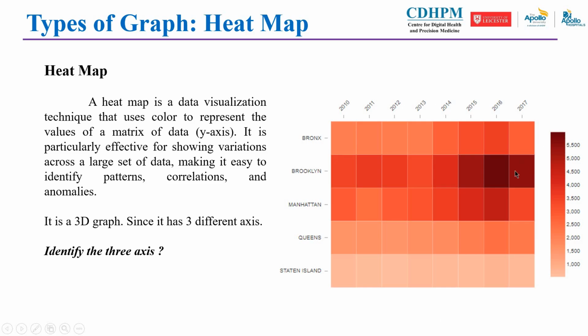So from the looks of it, immediately you can say the highest population was in 2016 in Brooklyn. The second highest was in 2017 again in Brooklyn, and third was in 2015 again in Brooklyn. So majorly the maximum number of population was from Brooklyn only in those 3 years. So this is how you easily read a heat map.